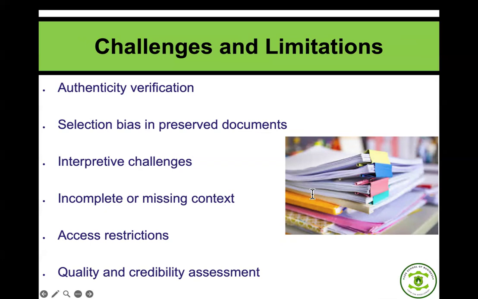This is especially crucial when we're dealing with historical documents or digital content where forgeries can be more sophisticated, especially these days. Then second, we face selection bias, especially with preserved documents. We can only study what has survived or what has been preserved, which might not give us the complete picture. So you should be thinking about how many documents were lost or destroyed over time, and then what documents are now available to us.